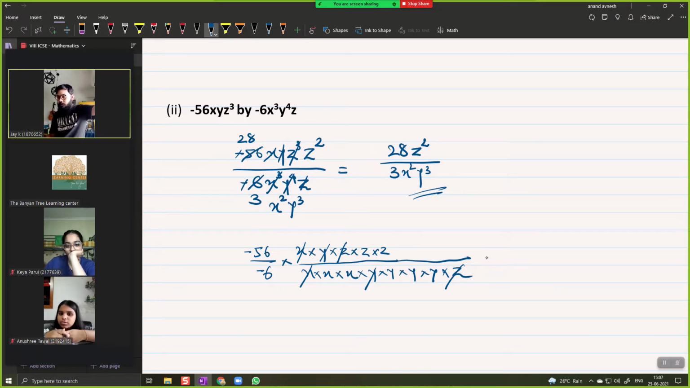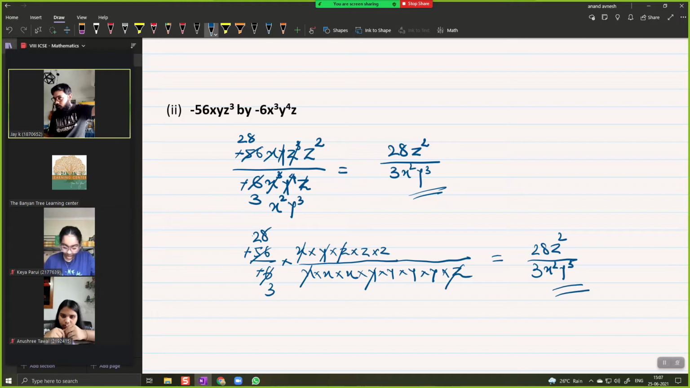Now what will I be left with? Over here minus sign gets cut. 2 3s are 2, 28s are... So what will I be left with? 28 in the numerator and z square, z into z, z square. In the denominator x square y cube. Oh, 3x square y cube. You are done. Same thing.